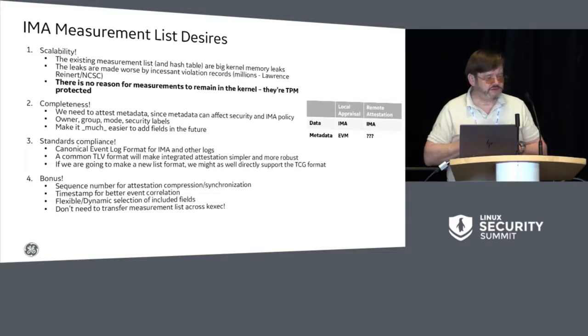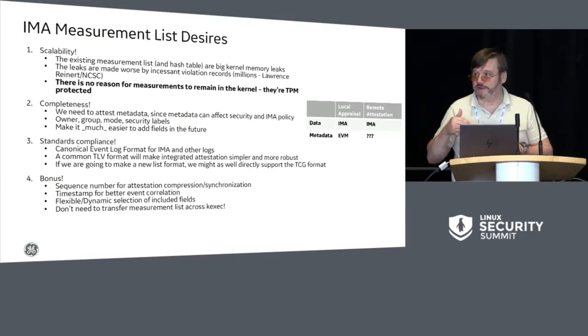The second issue is completeness. If you think about the chart of what's currently there, IMA can do local appraisal of data in a file. It can also do remote attestation of data in the file. EVM is about local protection of the metadata of the file. And so what we'd like to do is extend this to include remote attestation of metadata.